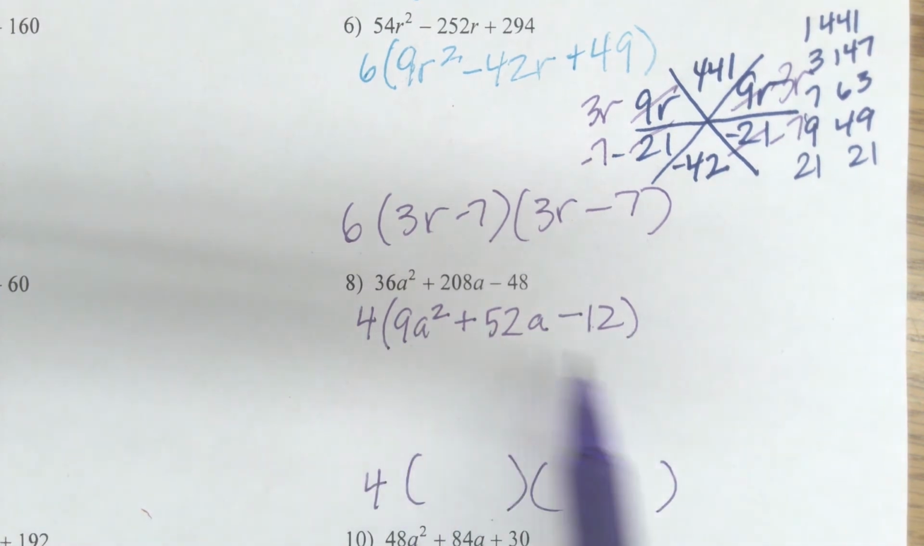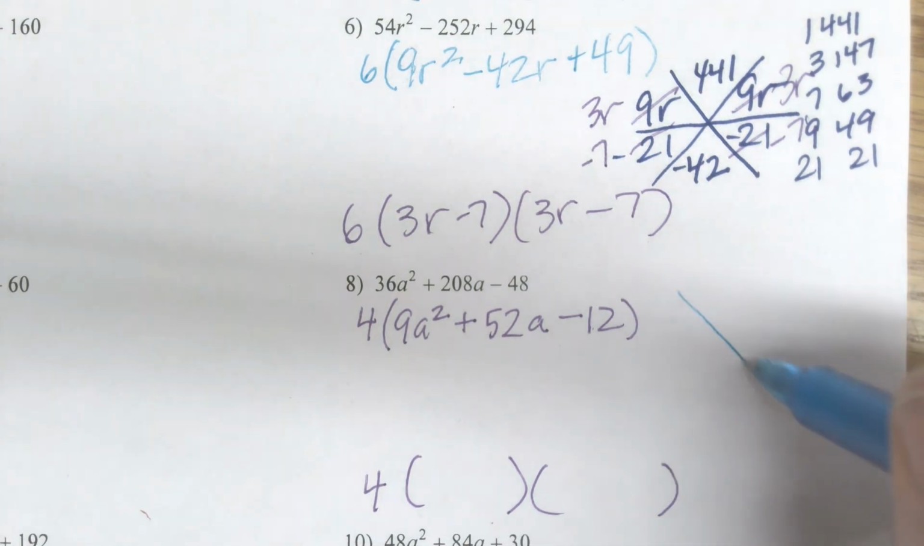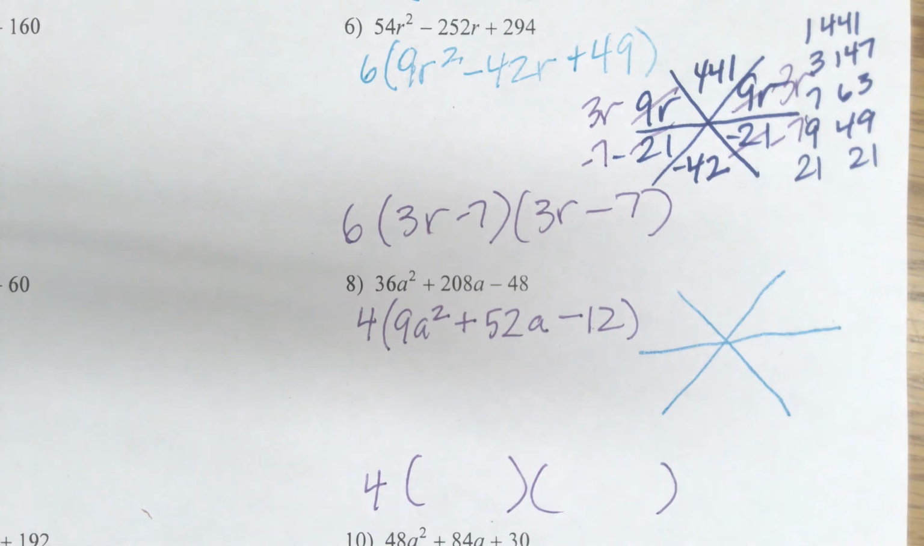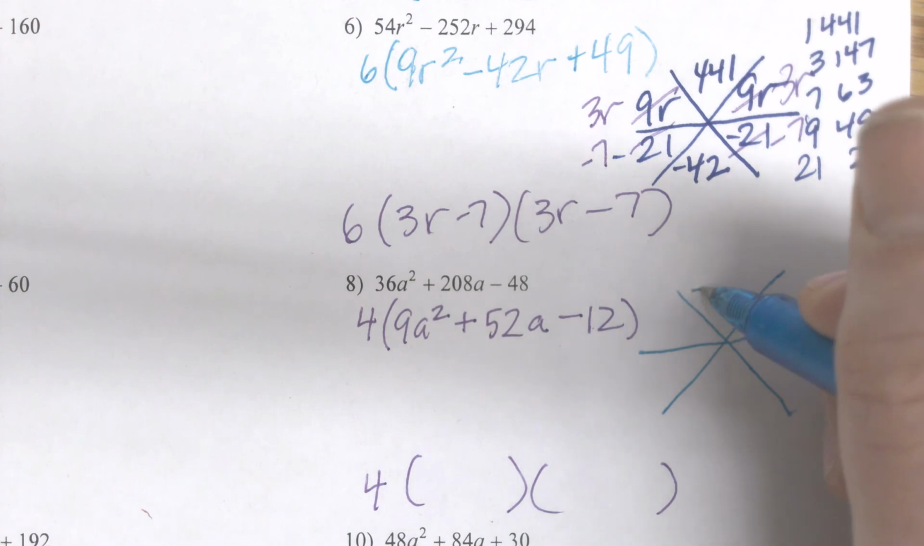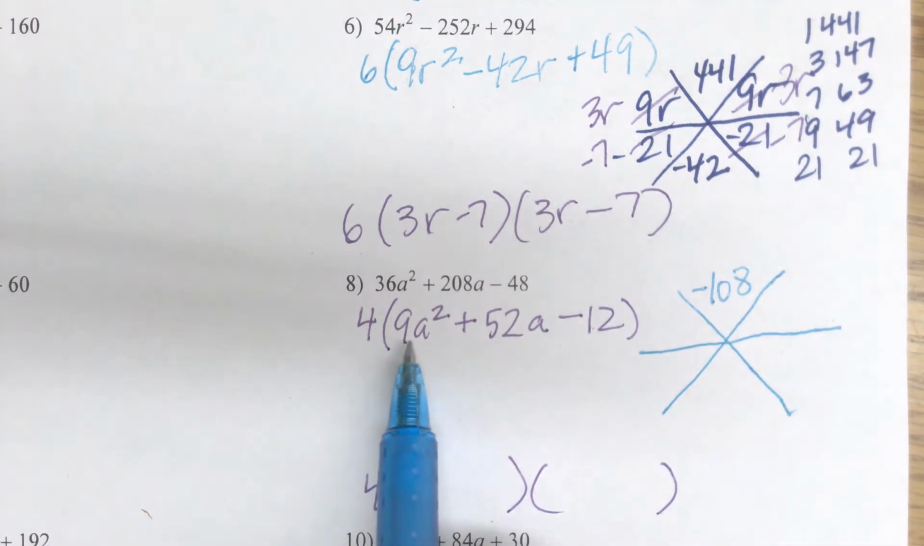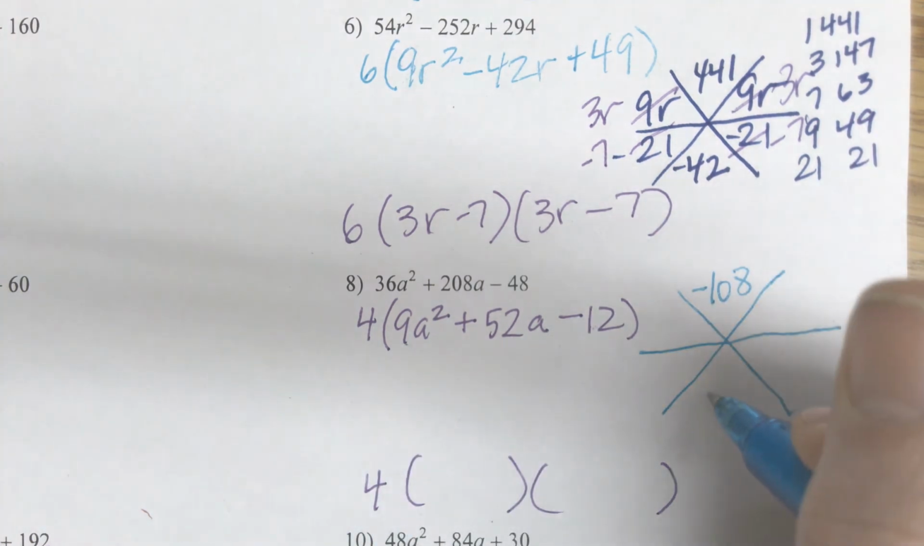I think the greatest common factor part is sometimes the hardest part, because it's the one that doesn't have a whole big plan to do. You just have to keep sort of trying. Keep trying what you can do. So the top is negative 108. I got that by multiplying 9 and negative 12. The bottom is 52.